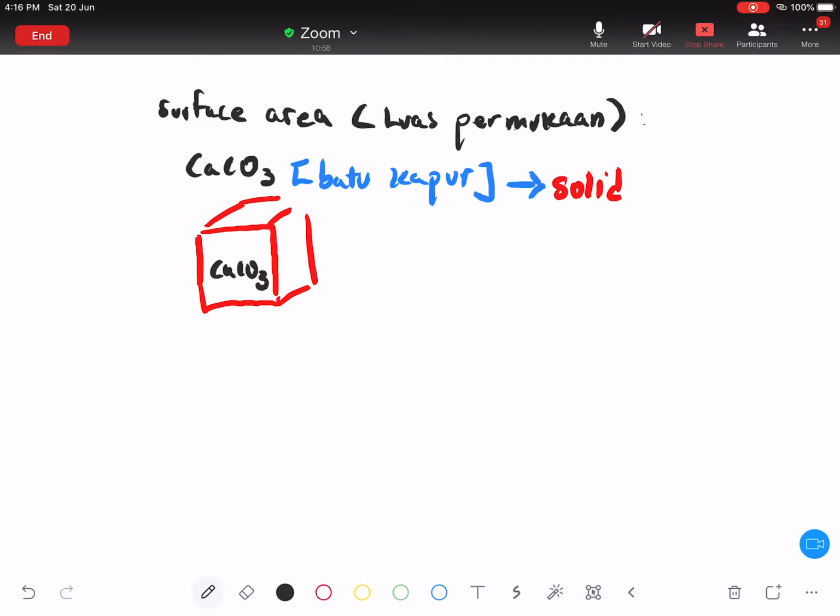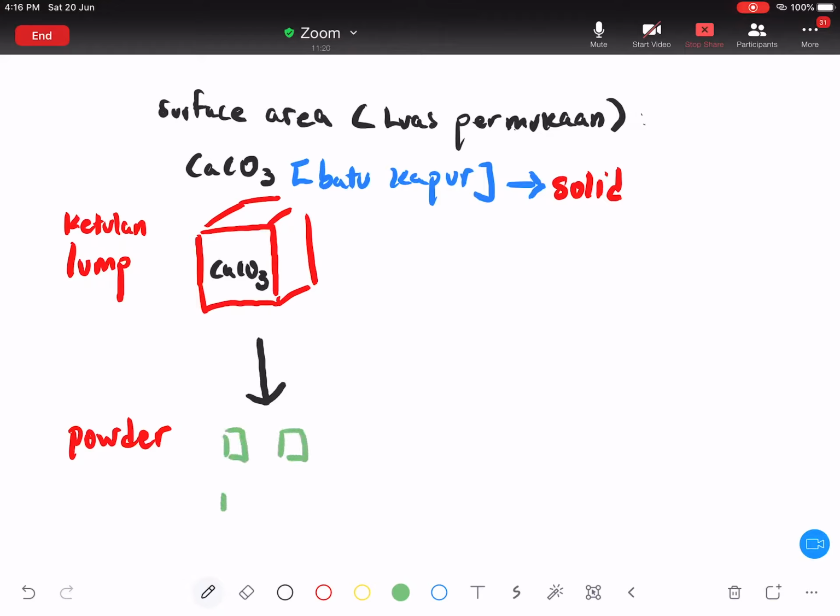It is big. Then you hit this calcium carbonate and break it, and it becomes powder. This is a lump, ketulan in Malay, and we also have powder, in serbuk form. In powder form it has broken into smaller pieces. This green one is calcium carbonate too, only its size has changed accordingly. This is a big lump and this is in a powder form.